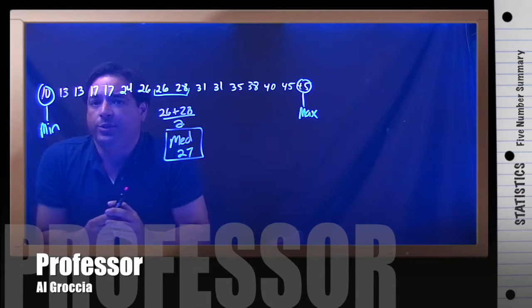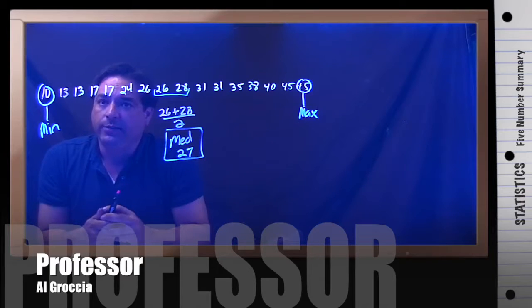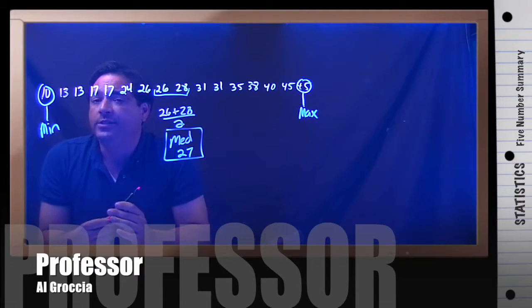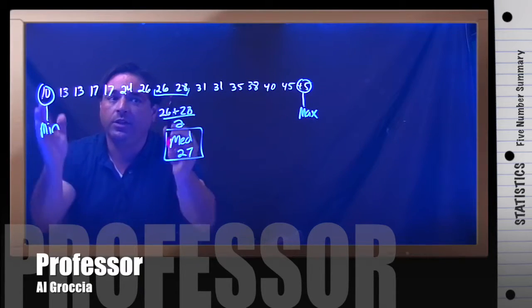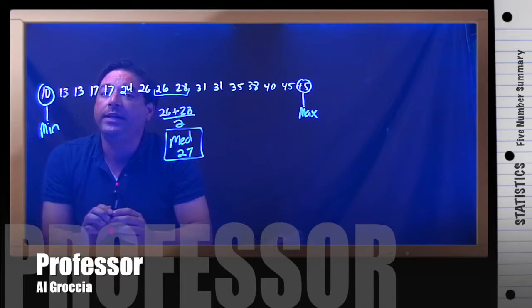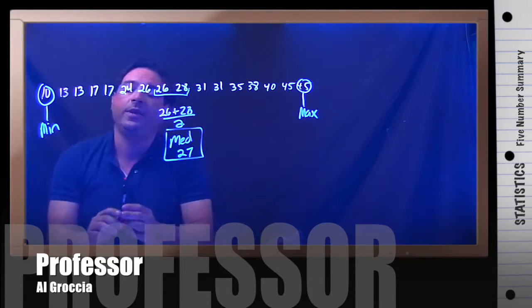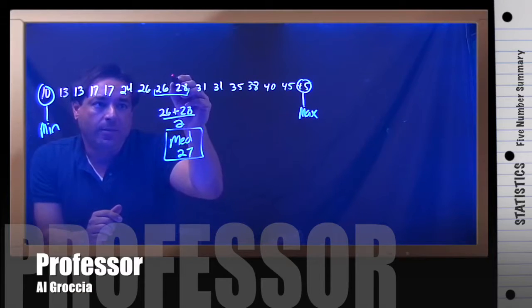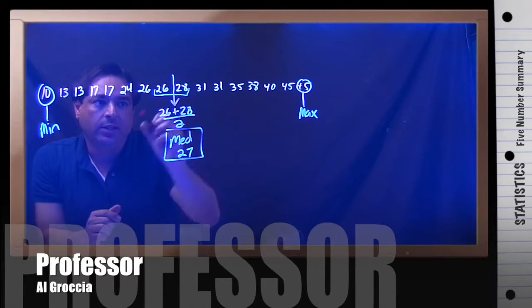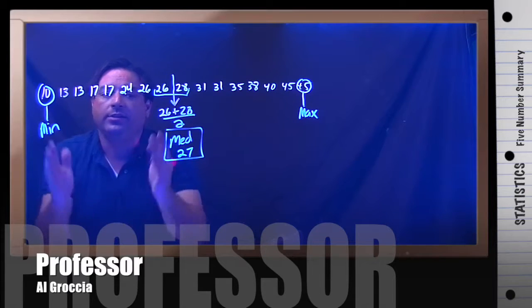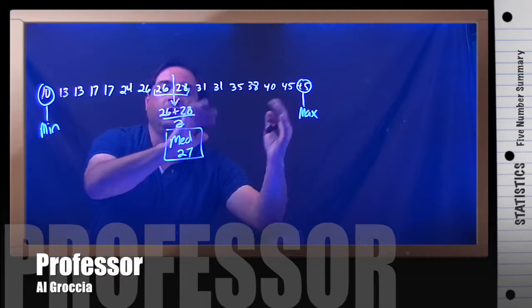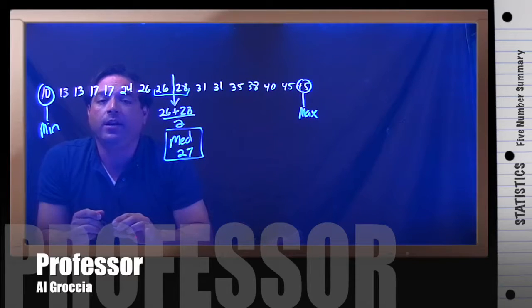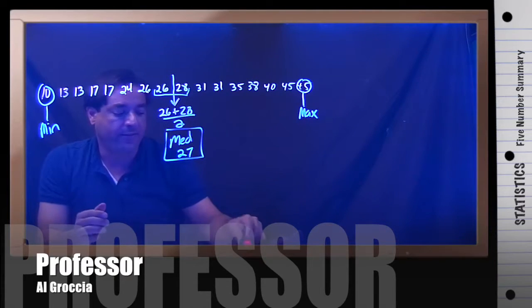Now to find the next two, Q1 and Q3, we need to understand what they are. Q1 is the first quartile, and Q3 is the third quartile. But for right now, Q1 is the median of the lower half, and Q3 is the median of the upper half. Now, because we have 16, our median fell between 26 and 28, causing a lower half from 10 to 26, and an upper half from 28 to 45. So we're going to find the median of the lower half and the median of the upper half.